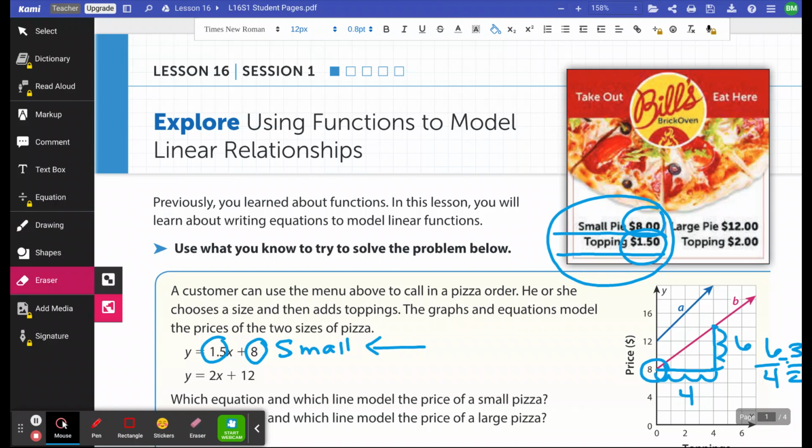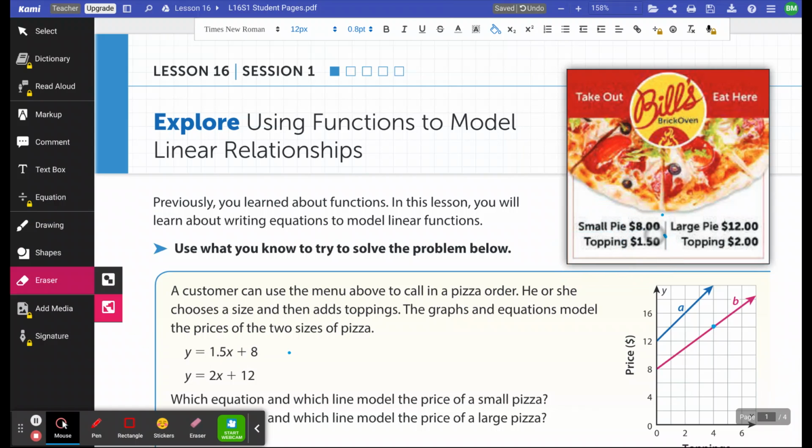So then the rest of this is sort of elementary, right? Let me erase this, clean this up a little bit. So if the first equation is my small pizza and the pink line is my small pizza, then that means that this equation must be my large pizza and this line must be my large pizza. Let's just verify. So the large pizza, before I add any toppings, is going to start at $12. And for every topping I add, it's going to cost me another $2.